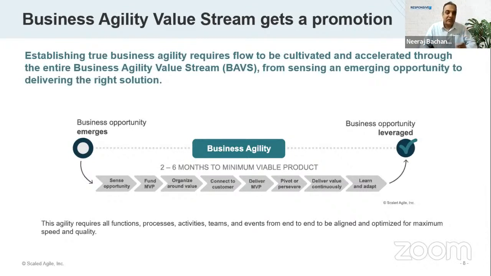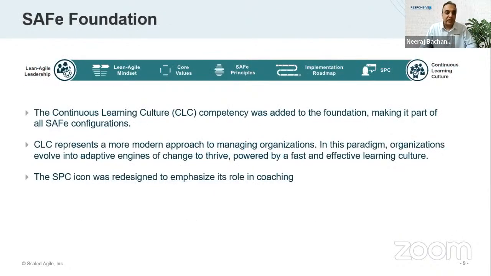Right. And again, as per the definition of value stream, it requires all functions, processes, activities, teams, and events right from the concept to cash or idea to product realization. Right. So some of the changes that you would see coming in at the foundation level, because it's strengthening the foundation of business agility, is that the continuous learning competency has been brought down into the foundation because it is really needed for the organization to have such a culture where people continuously learn. And the SPC icon is also redesigned, which I will quickly talk about in the upcoming slides as well.